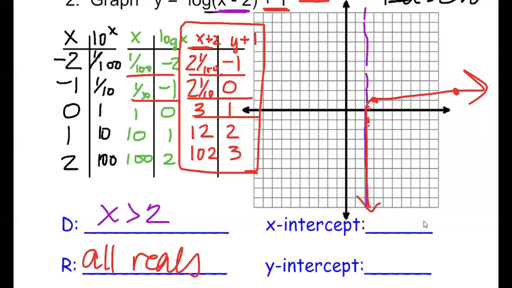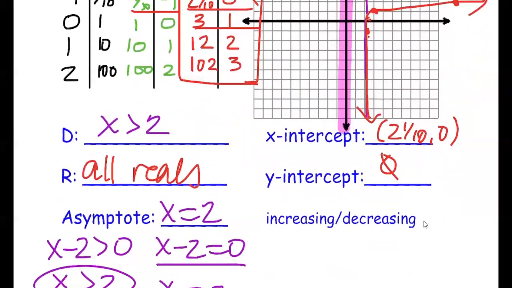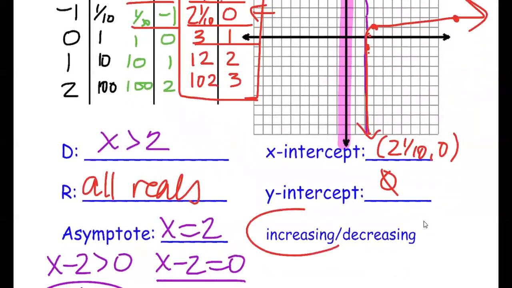If I talk about my x-intercept, I calculated it out. That's right there at 2 and a 10th, 0. My y-intercept, look, I don't ever hit the y-axis, right? There's no y-axis that I'm hitting. Okay, there's no y-intercept, so I'll just say none. And this graph would be considered increasing because the base was a base of 10.